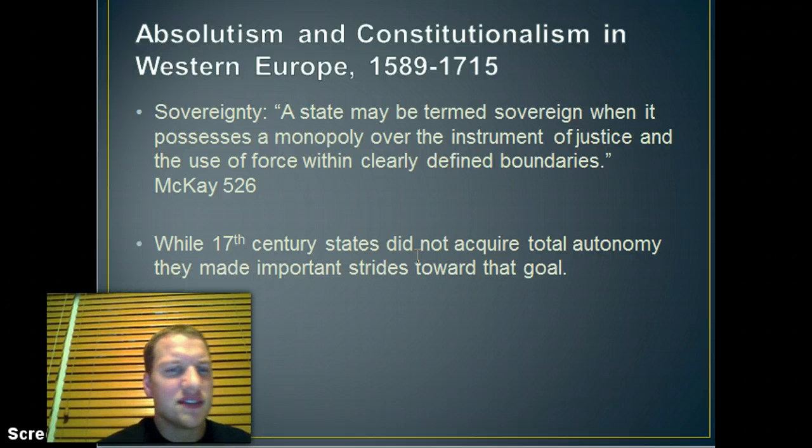Now, sovereignty really means it's independent. But when we look at the sovereign of a state, who's in control of that state? The person in control is the wielder of force, the one that can wield that force and get away with it. And so we're going to see sovereignty be more and more placed in the hands of single monarchs in the rise of absolutism. So while the 17th century states did not acquire total autonomy, they made important strides towards that goal.